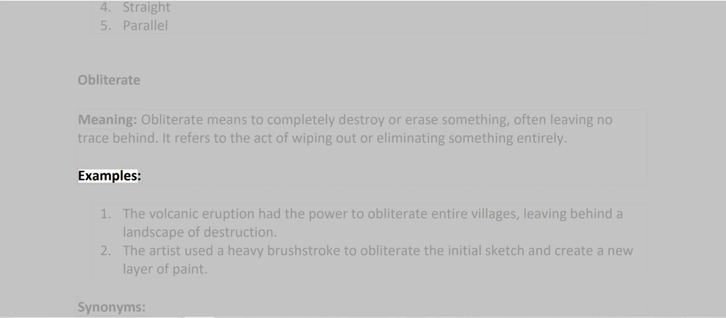Examples. 1. The volcanic eruption had the power to obliterate entire villages, leaving behind a landscape of destruction. 2. The artist used a heavy brushstroke to obliterate the initial sketch and create a new layer of paint.